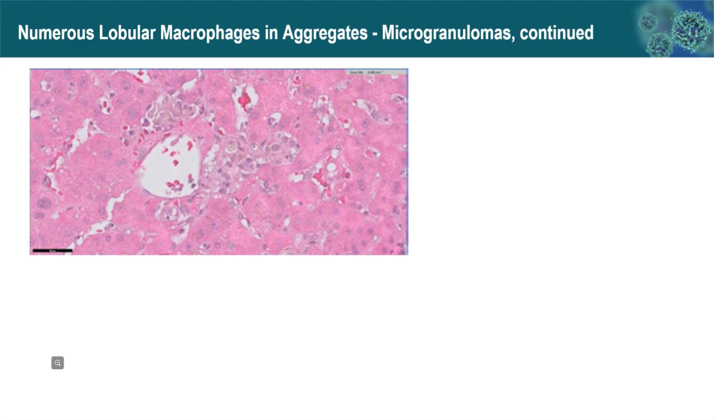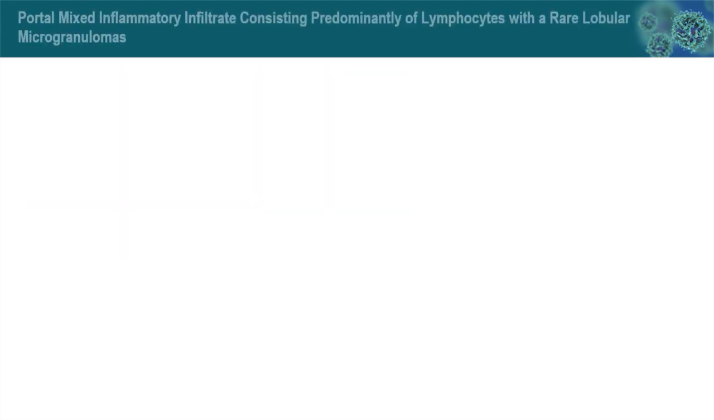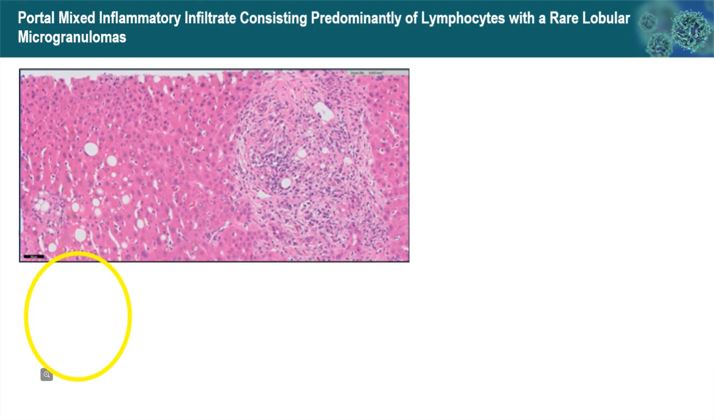These are microgranulomas in the zone 3 parenchyma, as can be seen around the central vein right here. The other pattern of injury that has been seen is mixed inflammatory infiltrate in the portal tracts, which consists predominantly of mononuclear cells such as lymphocytes and also scattered histiocytes. And in this picture, we are able to see lobular microgranulomas with associated steatosis in the lobular parenchyma.